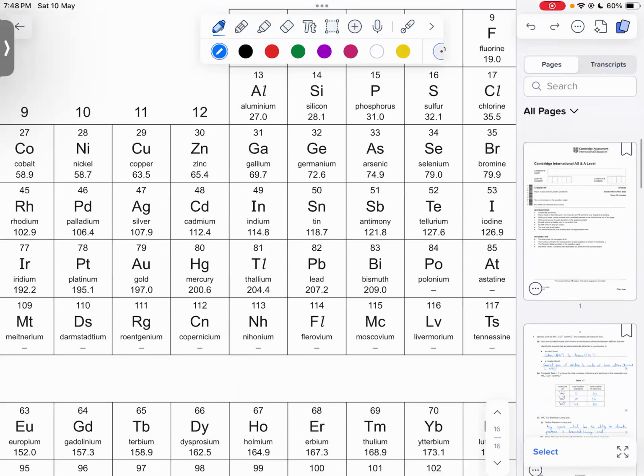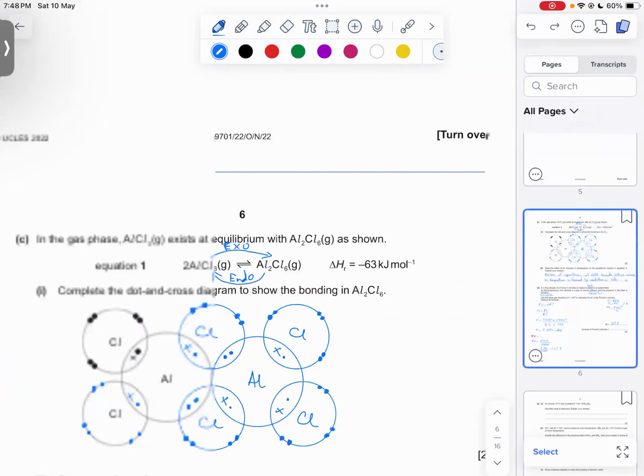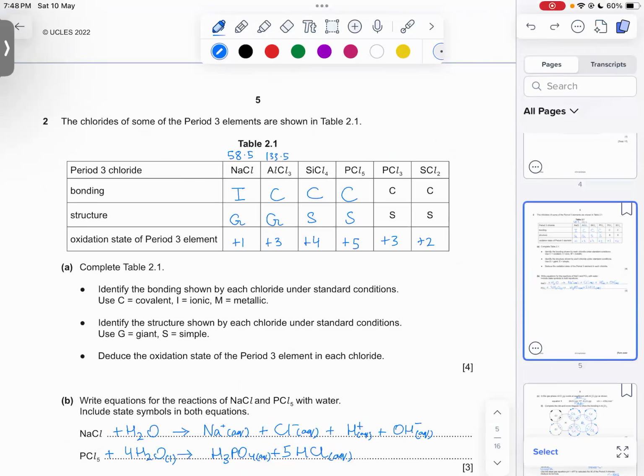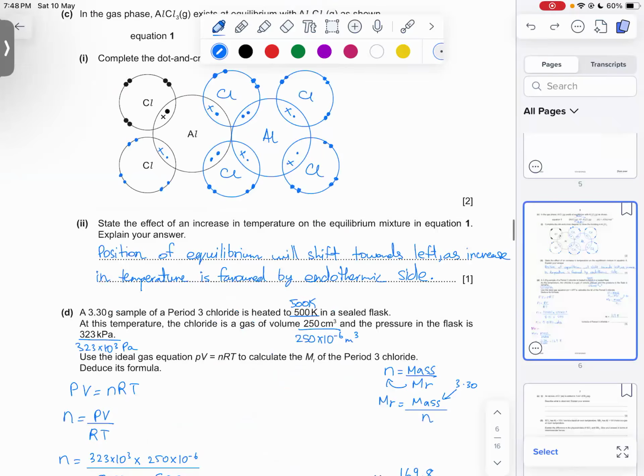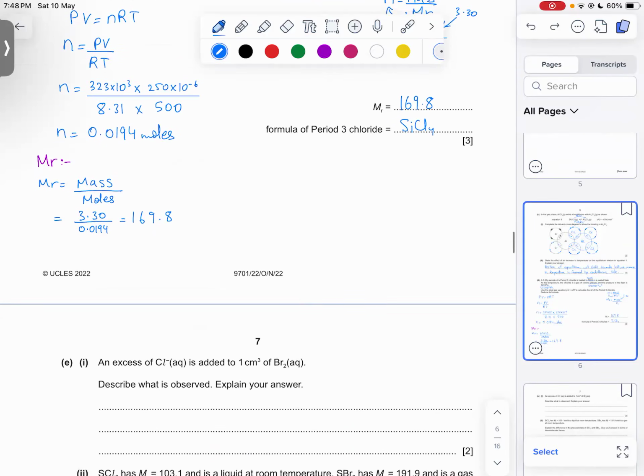Okay, so we'll come back up. Silicon is 28.1. 28.1 plus 35.5 times 4, because 4 chlorines, right? The answer is 170.1. So this is our period 3 chloride. So period 3 chloride must be SiCl4, because this answer is 169.8 and SiCl4 is 170.1, meaning a difference of 0.3, which is absolutely nothing.